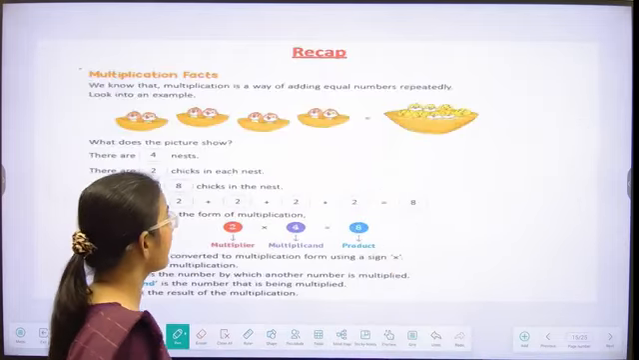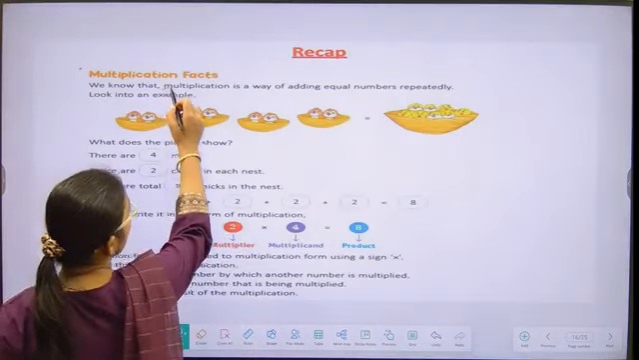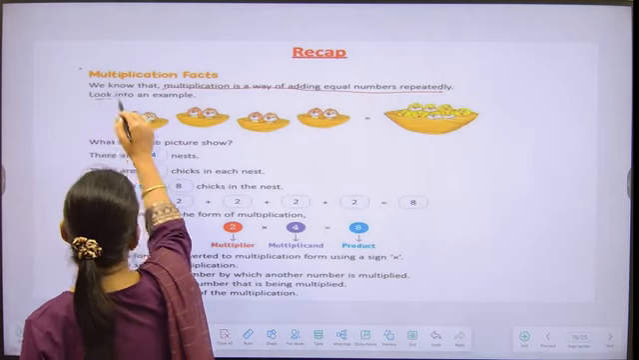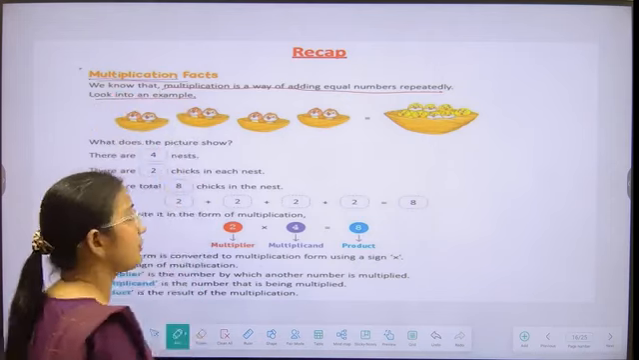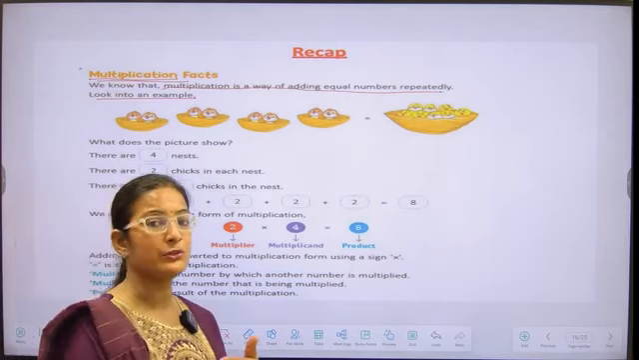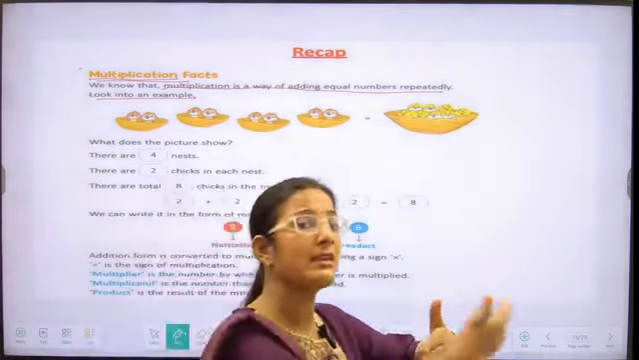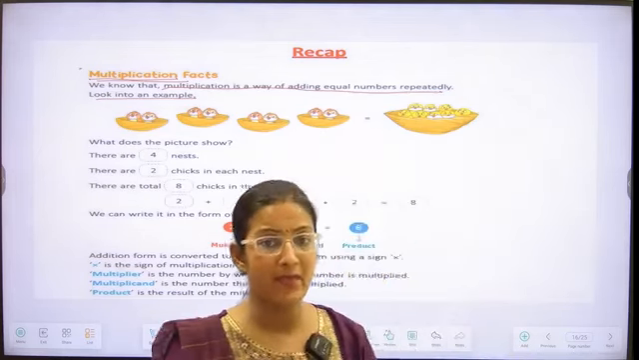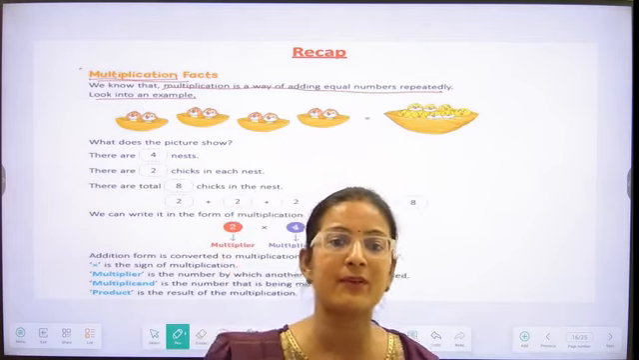So what we have learned in this chapter is that whenever we add equal numbers repeatedly, it is called multiplication, students. So whenever we add equal numbers again and again, in a repeated way, we can say that we can do multiplication for that.